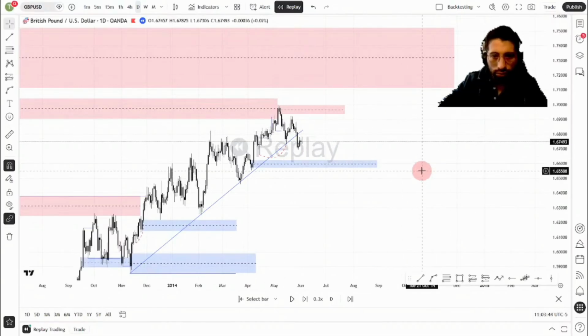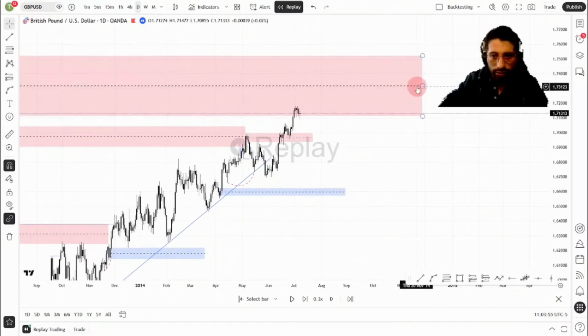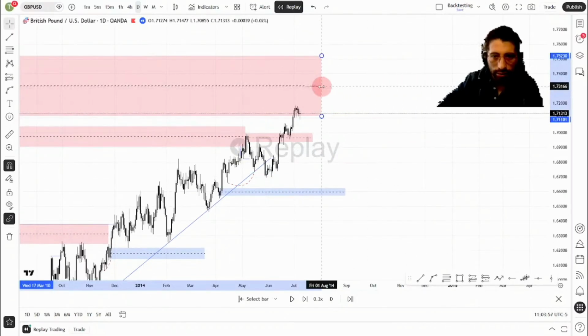It gets towards the selling zone. Right now it's not validated. It's fine. Good. All right. Now here it is actually having a reaction. Let's see what happens here.